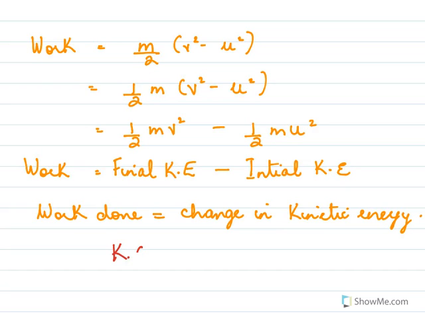But it is important to remember the formula for kinetic energy, half m v square. So kinetic energy depends on two factors: one is the mass of the body and the other is the velocity of the body.